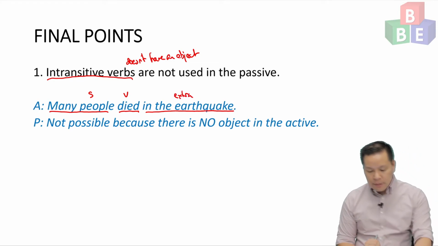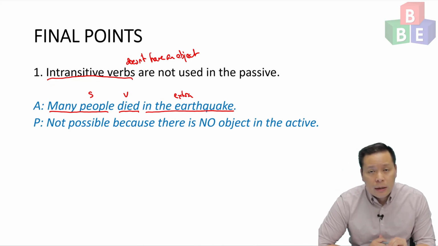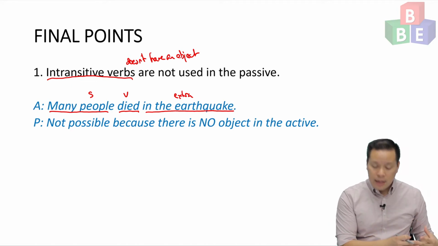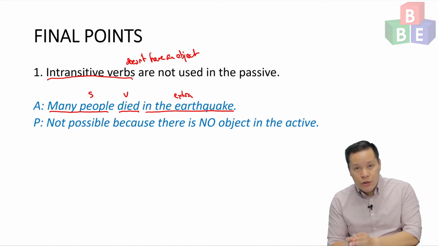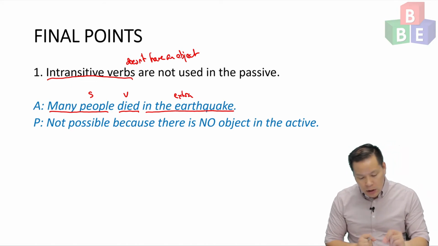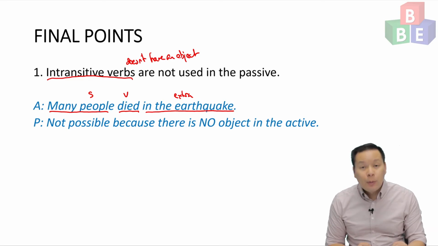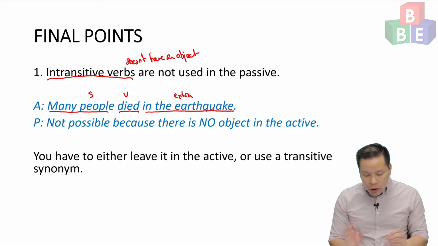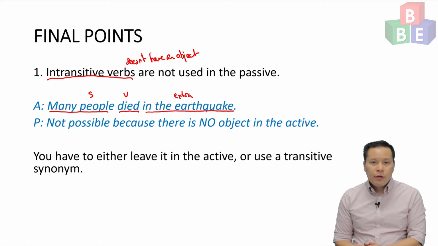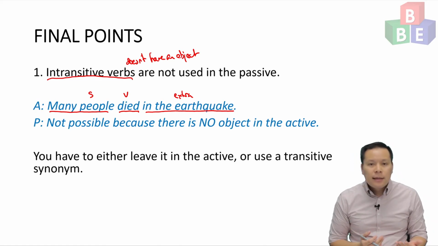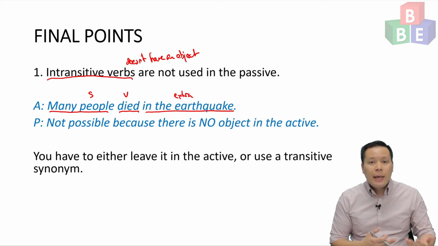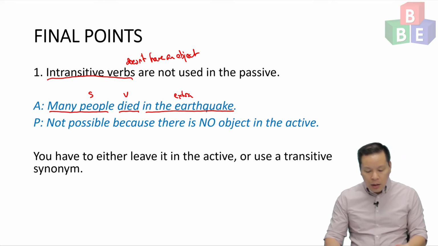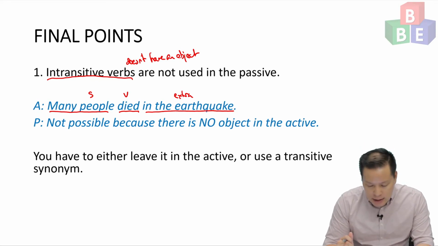There is no object. If you think about this point, what is the second point of the transformation process? You make the object the subject. But because there is no object, we cannot make a subject. So what do we do in cases like this? You're thinking, I have a formal text and I'd like to use the passive because it's more formal. Well, you have two choices.